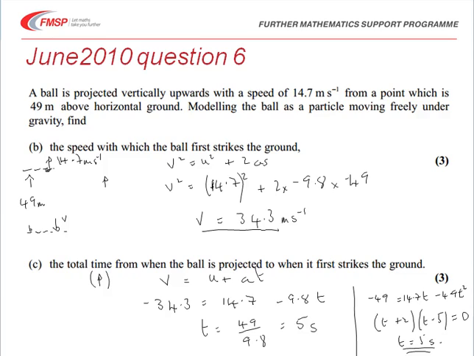The marking here was given as a method mark and an A mark for correctly using the equation of motion, and then finally an A mark for the answer of 34.3. In the second part, again, a method mark and A mark for using the equation of motion correctly, whichever method you did, and an A mark for getting a value of t equal to 5 seconds.